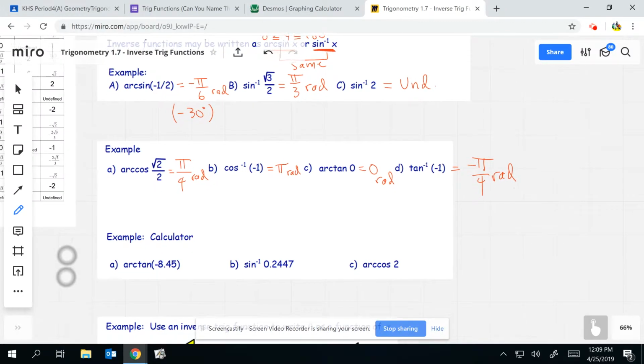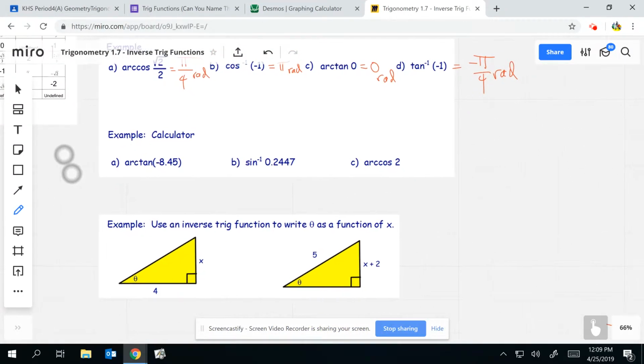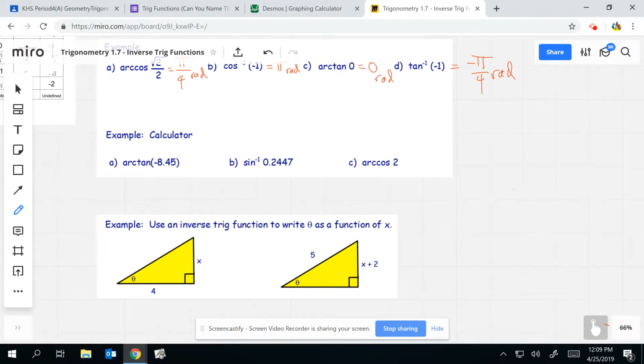The next 3 are just asking you to plug it into your calculator and see what you get. So you take your calculator, and we'll stay in radian mode, because they were wanting radians on these. You're going to put inverse tangent or arctangent of negative 8.45. In the calculator, it's still going to say tan negative 1. It's the same thing, and you're going to end up with negative 1.45.